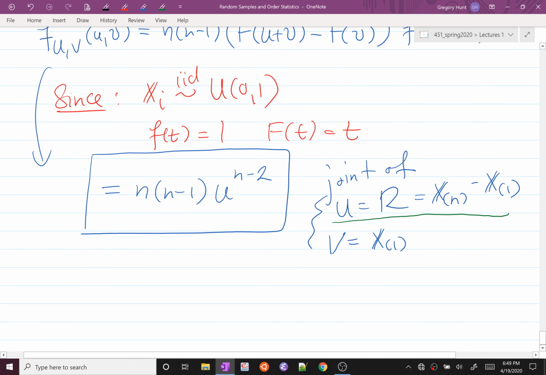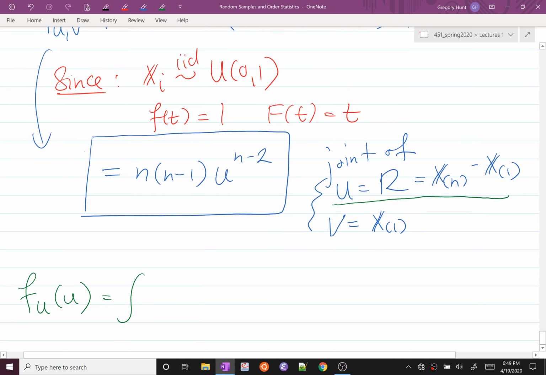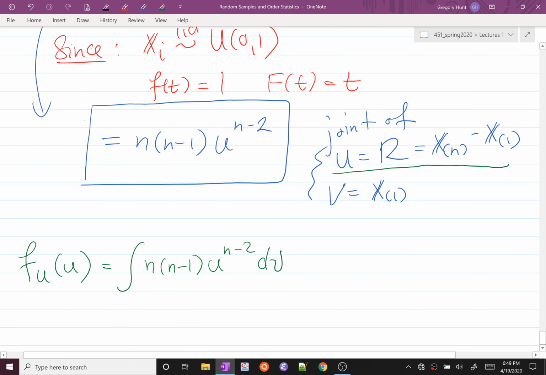So how do we get the marginal of u? Well, we integrate this joint with respect to v. So f of u, that is the marginal distribution of u, which is our range, which is what we really care about, is the integral of our joint with respect to v. Notice our joint doesn't involve v, so this is going to be a very simple integral. We just have to make sure we get our limits of integration correct.